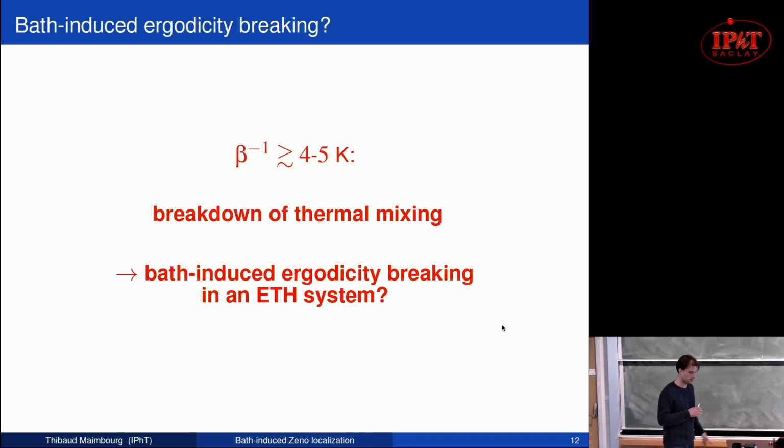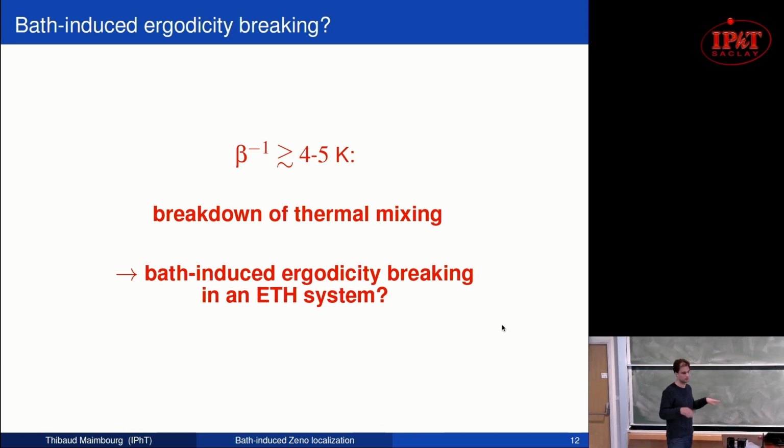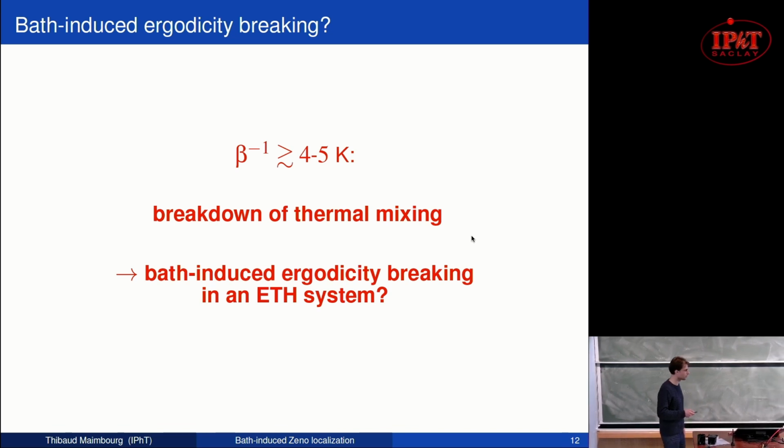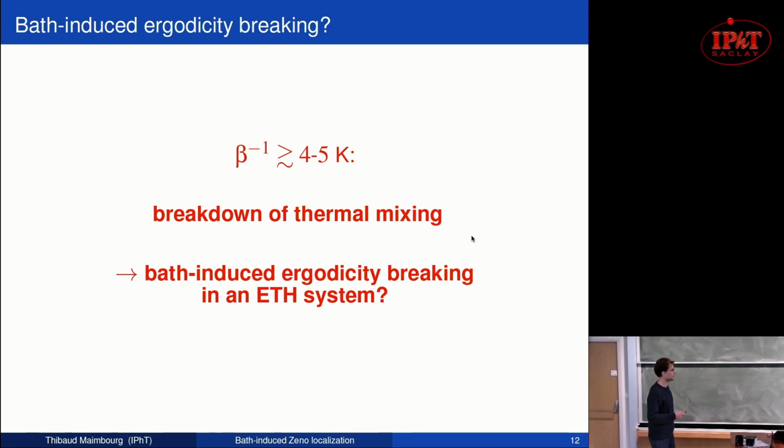So what we had at the time is that we had kind of indirect evidence that if you raise the temperature, so I was talking about the reference state for thermal mixing being about 1 Kelvin, something like that. And what you see in experiments is that if you increase the temperature above 4 or 5 Kelvin, you have some indirect proof that you don't see anymore this thermal mixing behavior. And so we thought that just by raising temperature, it must be some kind of ergodicity breaking that is induced by the coupling to the bath. Okay, so that's the idea.